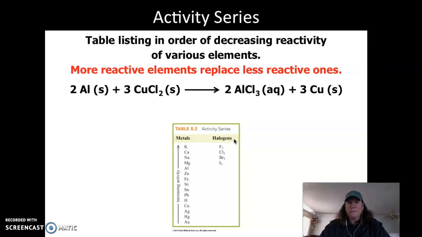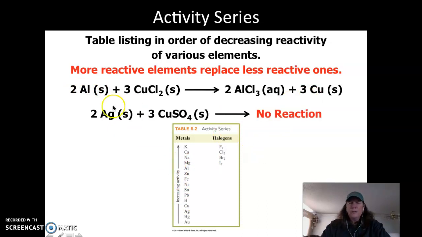So if you see an activity chart, it's just to help you figure out if a reaction really occurs. Here's another example. Aluminum by itself, copper 2 chloride. Now what's going to happen is aluminum is going to take the place of copper, and copper is going to be by itself. So now I'm going to have aluminum chloride and copper. And I can actually go, okay, here's aluminum and here's copper. So I have aluminum replacing copper. Yes, aluminum can replace anything below it, so this reaction will occur.